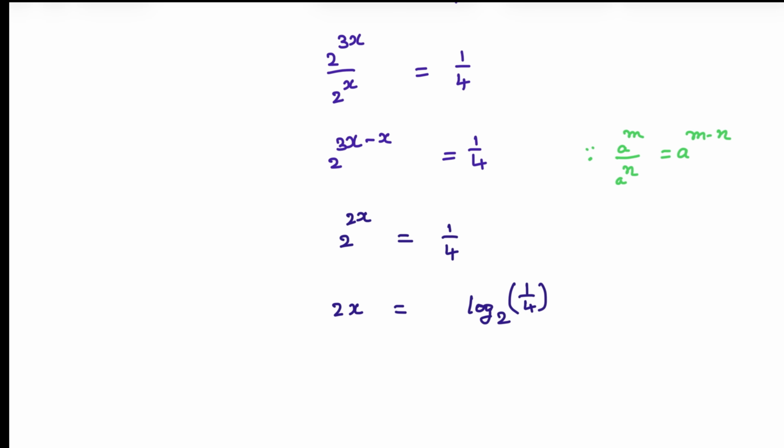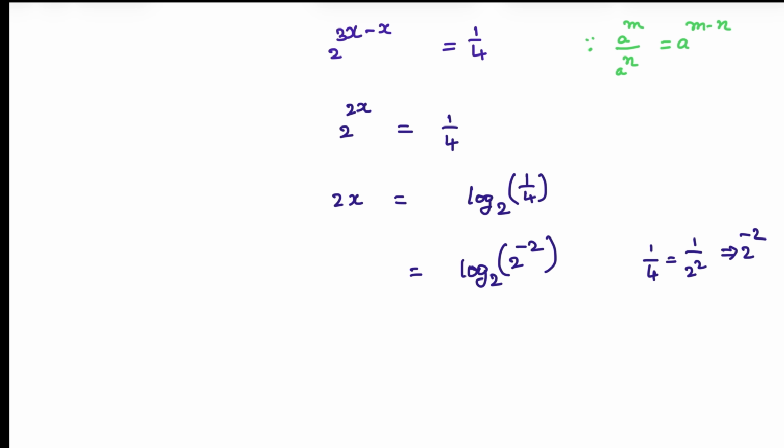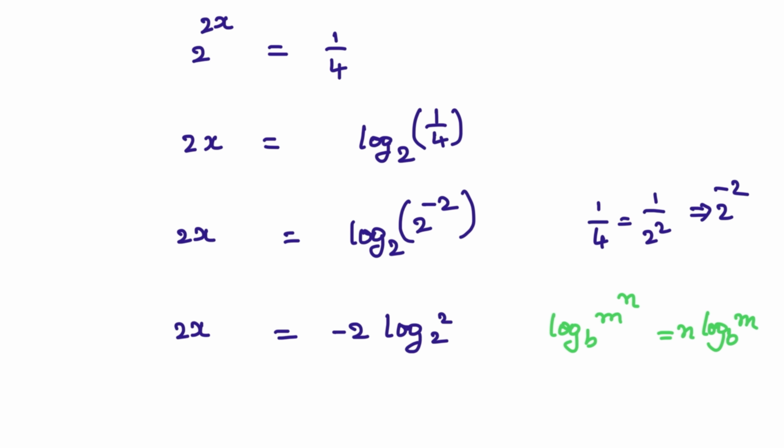How can we write 1 by 4? Log 2 power of minus 2. Can we write like this? Since 1 by 4 equals 1 by 2 square, it is equal to 2 power of minus 2. 2x equals minus 2 into log 2 base 2, since log m power of n base b equals n log m base b.